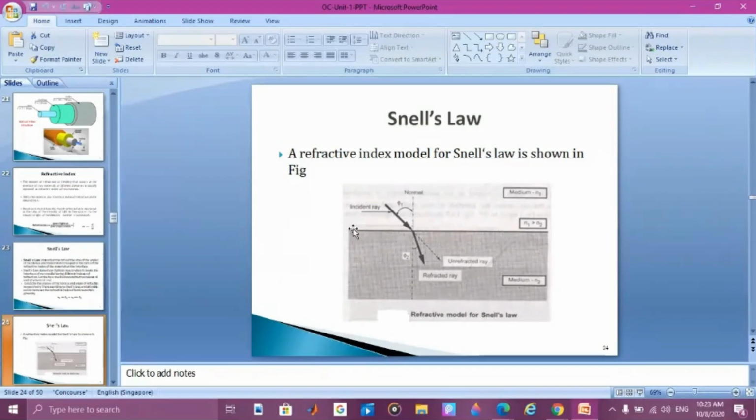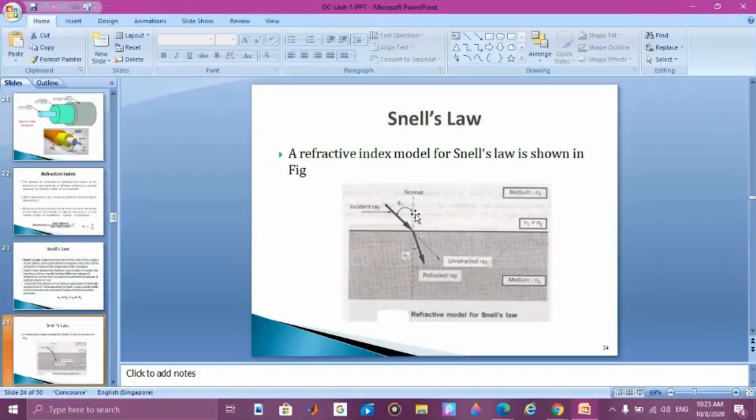So here this is the surface. This is one medium, this is another medium: medium 1 and medium 2. Medium 1 has n1, medium 2 has n2. This is the incident ray, this is the refracted ray, not a reflected one, it is a refracted one. And this one is the normal.